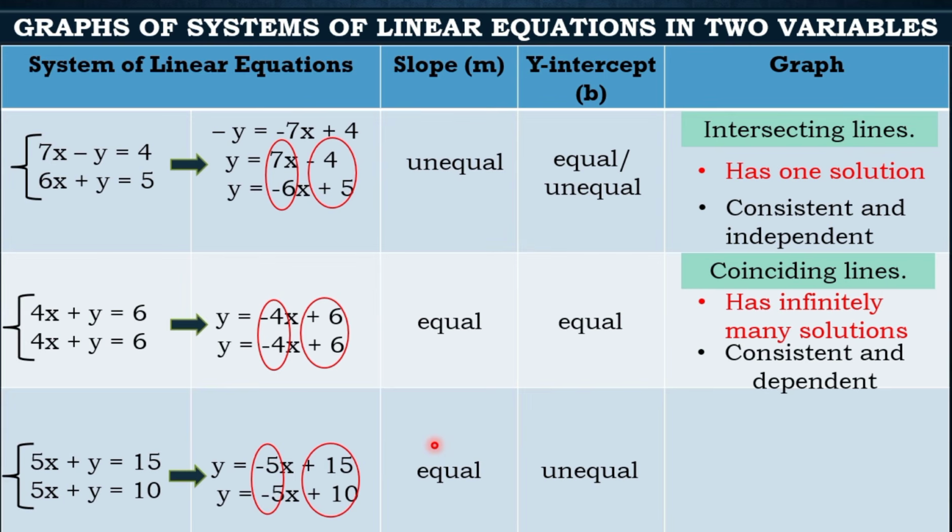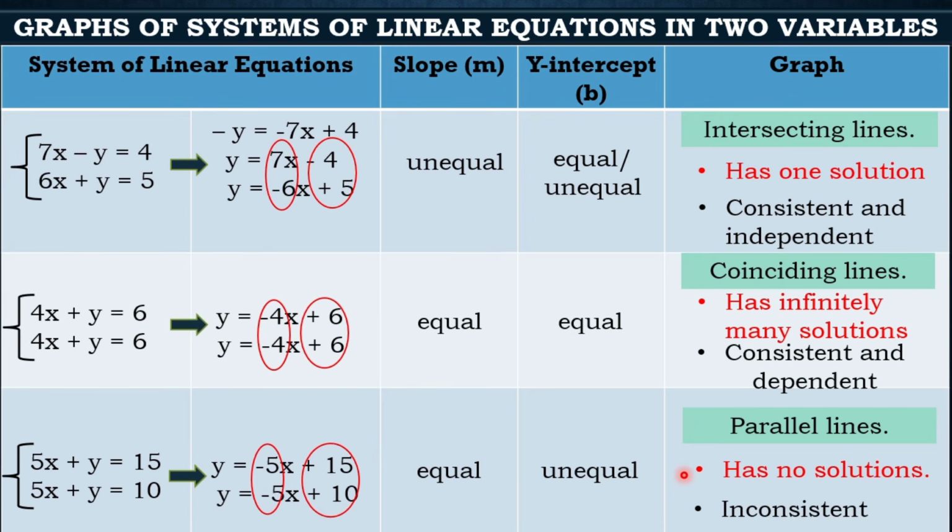So, kapag nakita nyo na yung slope ay equal, pero yung y-intercept ay not, that is parallel. Okay? So, parallel line sila. At alam natin na kapag parallel, they do not meet. Therefore, meron ba tayong solution sa parallel lines? Wala po. It has no solution. So, therefore, the system is inconsistent.